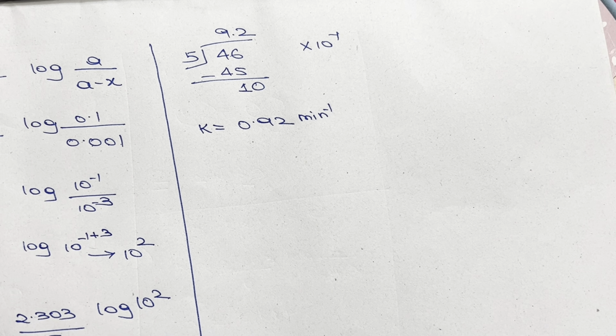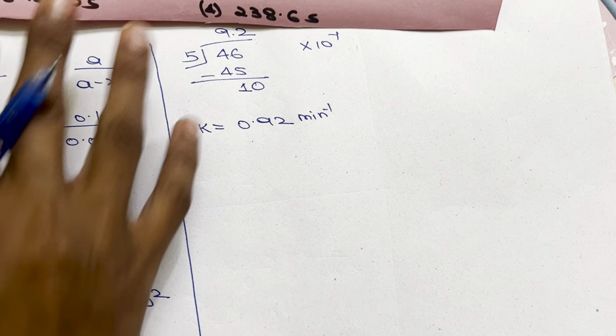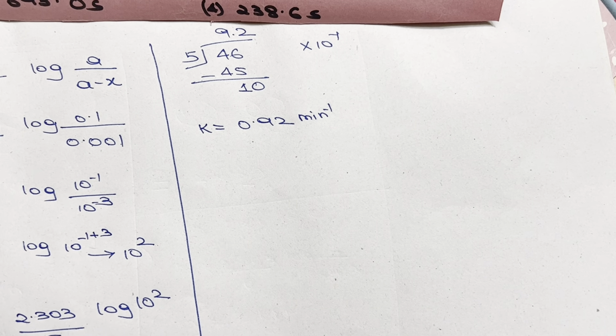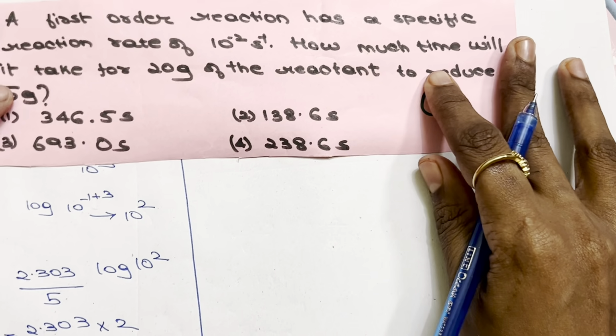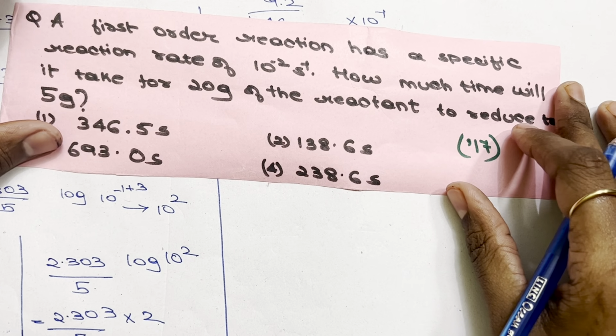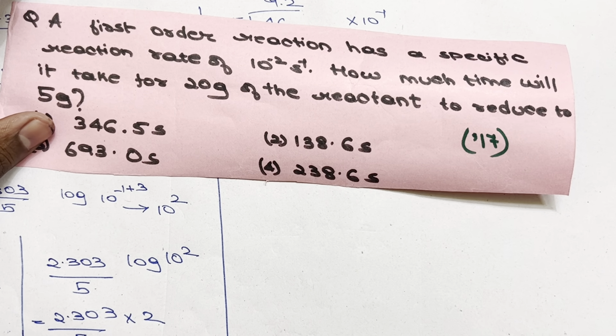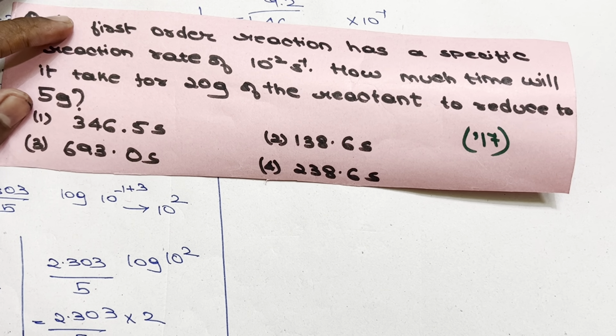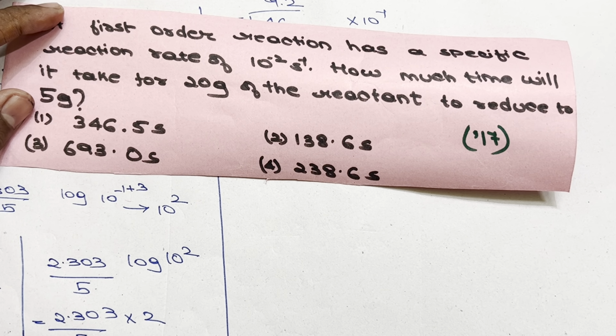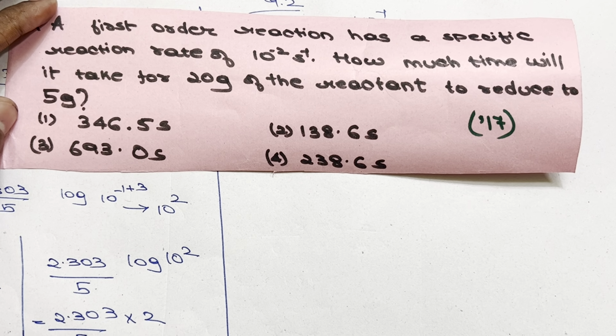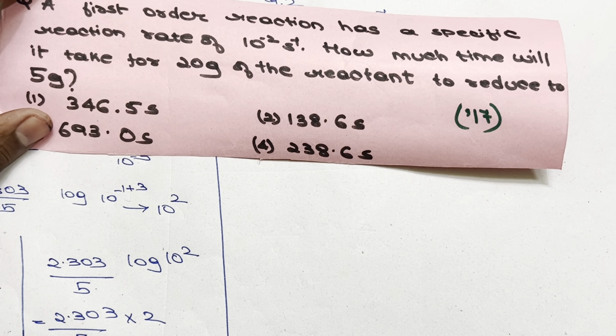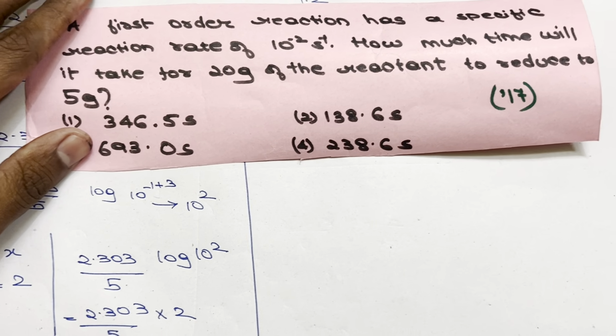Now the next question. This question is, a first order reaction has a specific reaction rate of 10 to the power minus 2 second inverse. How much time will it take for 20 gram of the reactant to reduce to 5 gram? Okay, so this is also the same first order reaction.